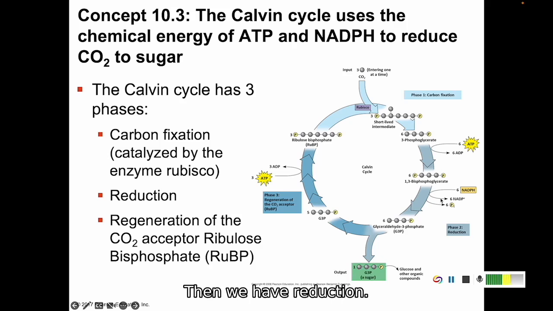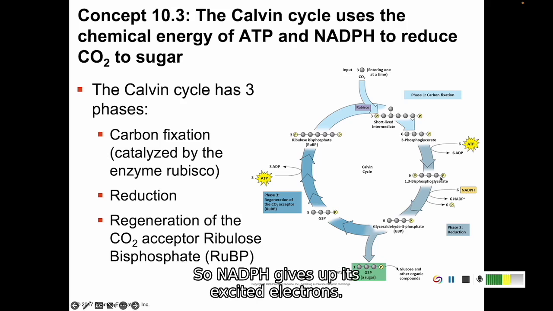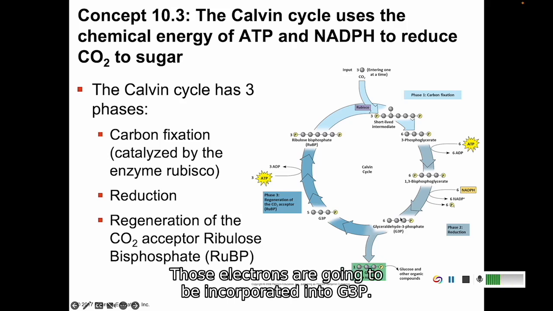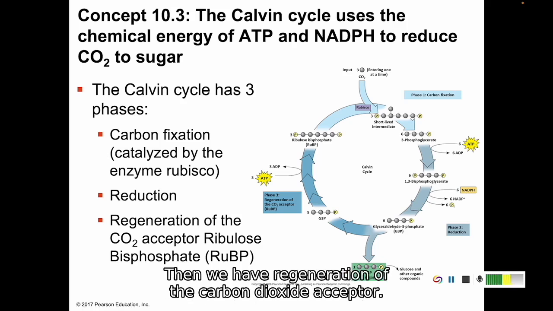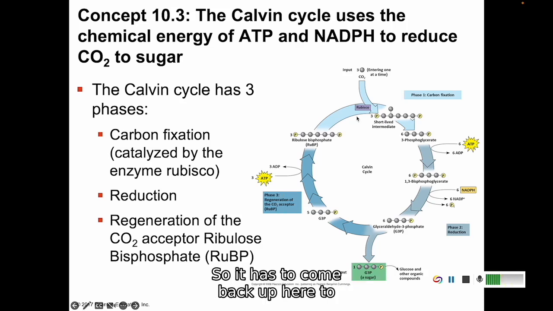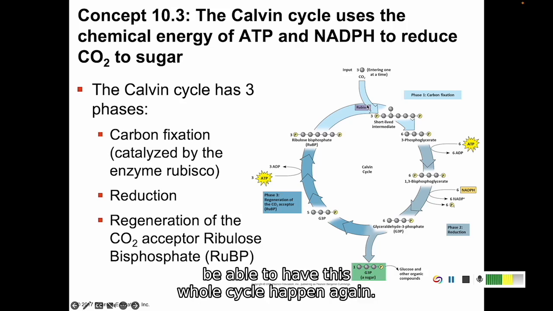Then we have reduction. So NADPH gives up its excited electrons. Those electrons are going to be incorporated into G3P. So G3P is holding a lot of energy in its electrons now. And then we have regeneration of the carbon dioxide acceptor, RuBP. So it has to come back up here to be able to have this whole cycle happen again.